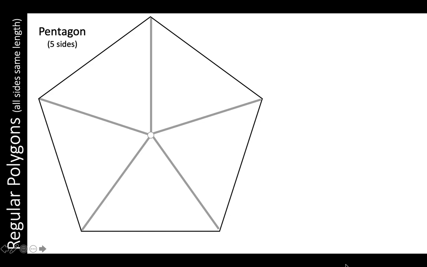So let's focus our attention on this here. Okay, around a point, all of the angles add up to 360 degrees. So if I take that 360 degrees and split it 5 ways, one for each of the triangles that I've made, I have an angle of 72 degrees. So that angle there, for example, is 72.